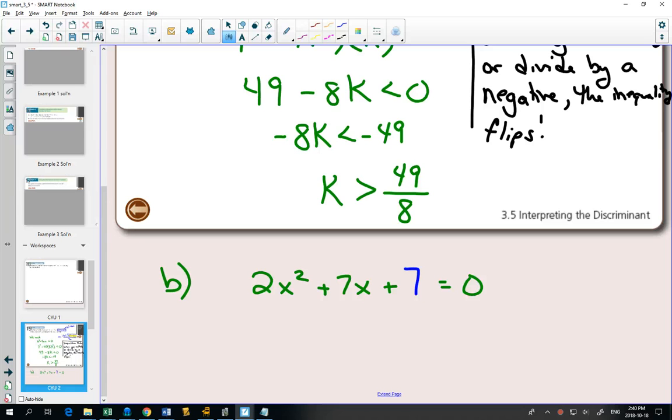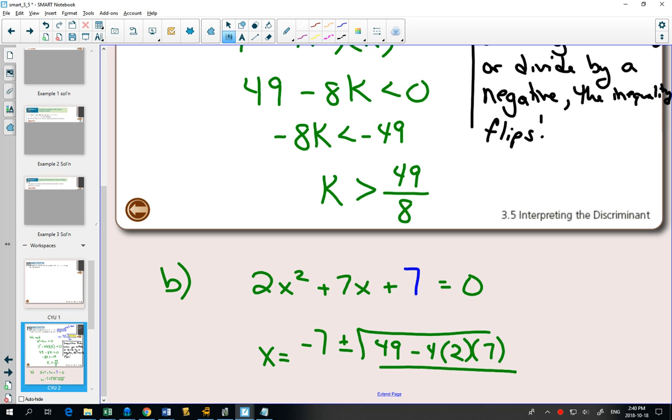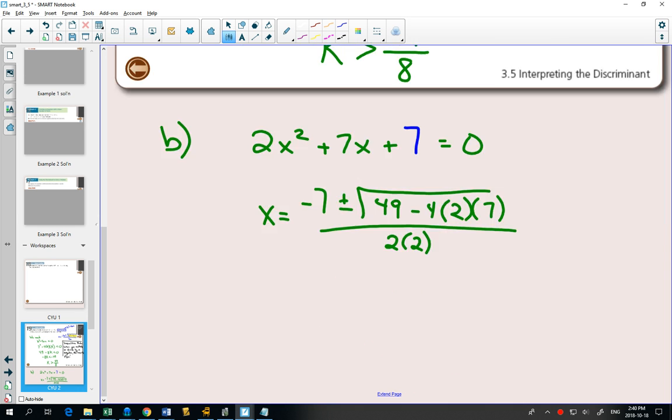If you wanted to afterwards, you could make sure, does this have no real roots? If I do my discriminant part, x equals negative b plus or minus the square root of b squared, which would be 49, minus 4 times 2 times c, over 2 times a. If I do that, can you see that this is negative? Because you're going to get 49 minus 56. You're going to get a negative number. Perfect. No real roots. So my choice of 7 was a good one.